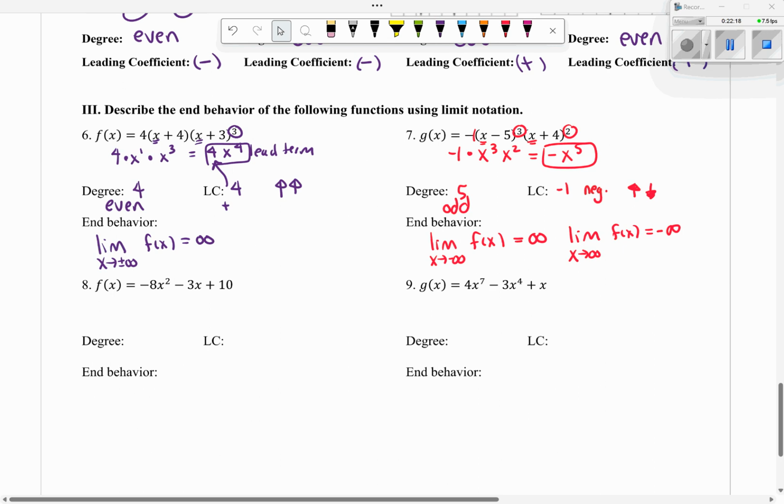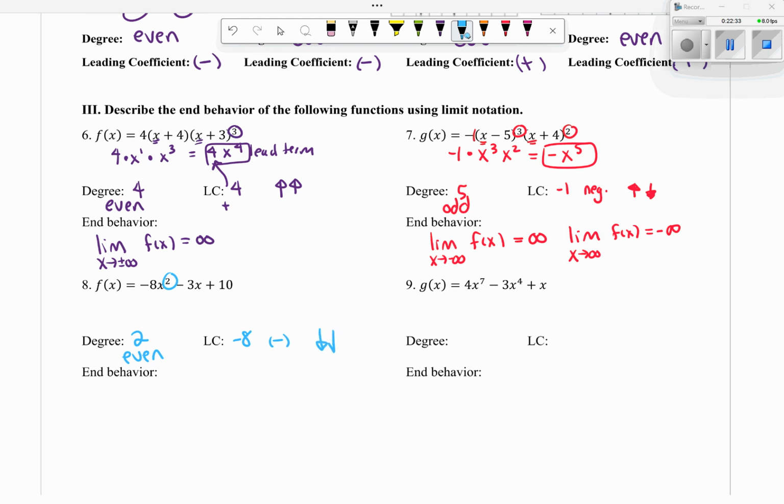Looking at the next one, again, make sure you're in standard form. This is in standard form, so we can see that the degree is 2, which is even, and the leading coefficient is -8, which is, of course, negative. So even, negative, both ends are going to go down. So the limit as x approaches plus or minus infinity for the function goes to negative infinity.